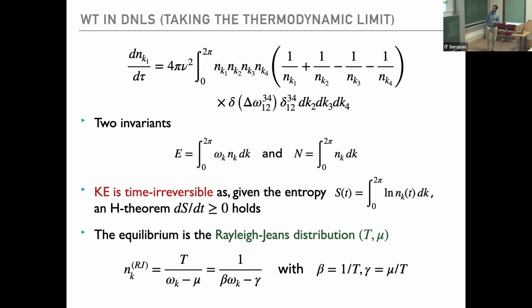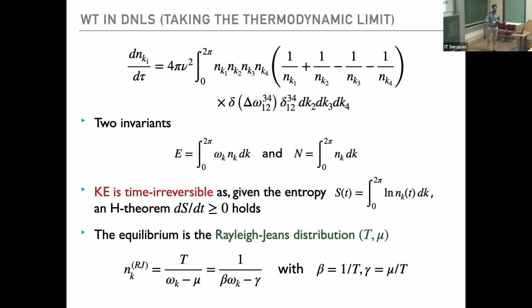But it also has an important thing. One can define an entropy function, in this case, the logarithm of nk. And one can show that there's an H theorem for this entropy. So it means that entropy grows monotonically in time. So you go from some dynamics that is time reversible to some dynamics for this nk, which is time irreversible.